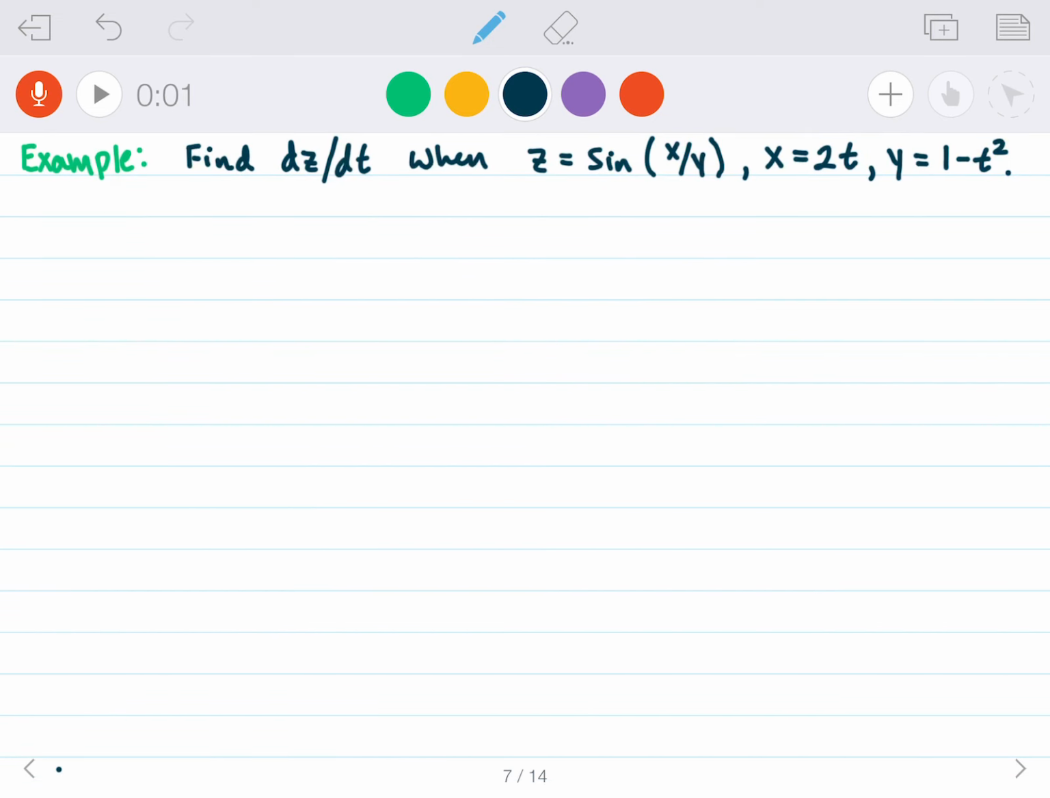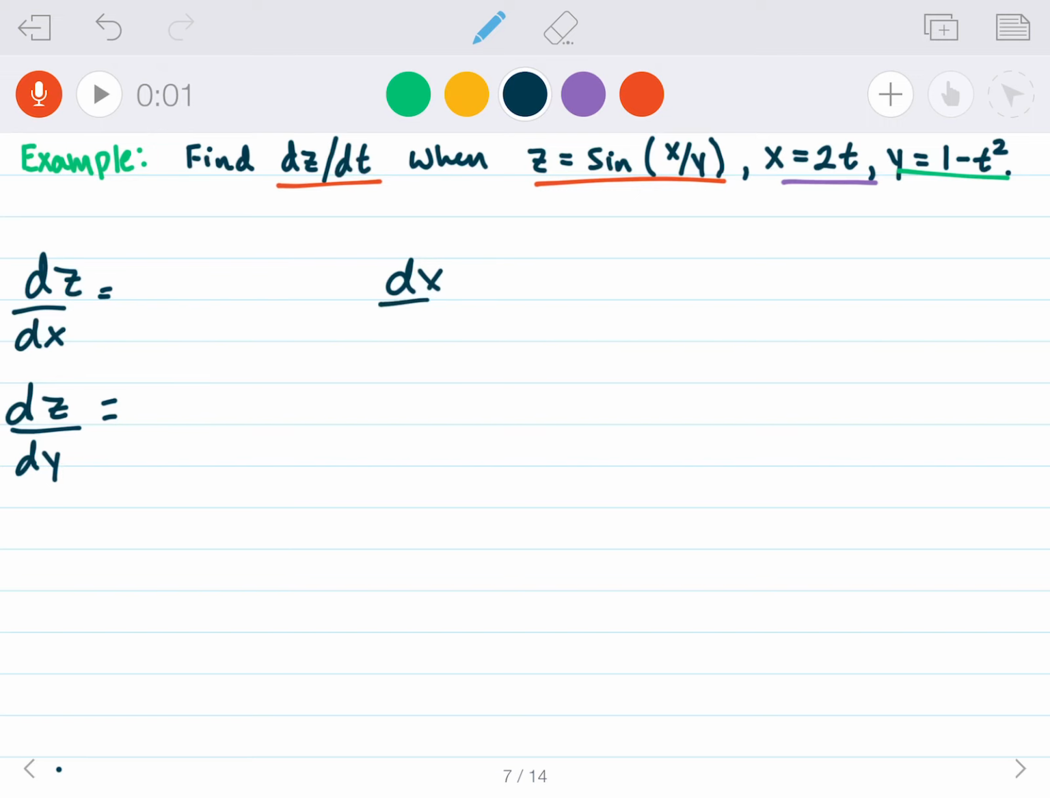Alright, let's try this one. So again, we're trying to find dz/dt when z is equal to this, x is equal to this, y is equal to this. So the things that I can find, first of all, I can find the derivative of z with respect to x. I can find the derivative of z with respect to y. I can find the derivative of x with respect to t. I can find the derivative of y with respect to t.